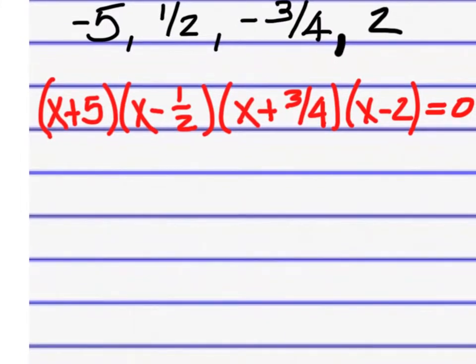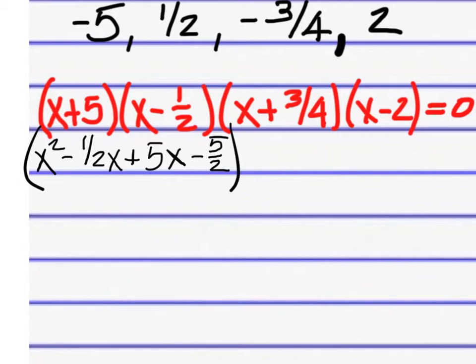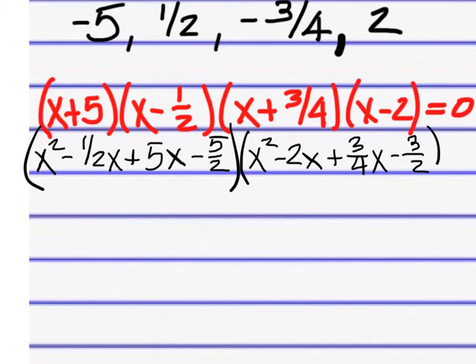You can start with the first 2 set of quantities and come up with x squared minus 1/2 x plus 5x, and then minus 5/2. And that creates another quantity by itself. And then multiply the back 2 quantities together to come up with x squared minus 2x plus 3/4 x, and then that would be minus 6/4, which is the same thing as minus 3/2.